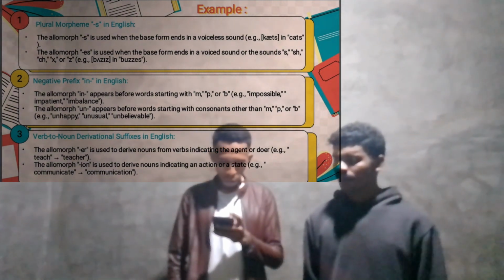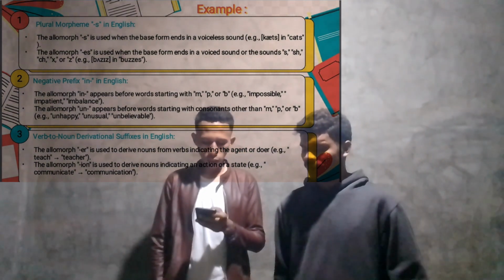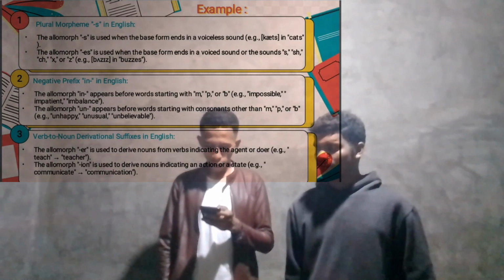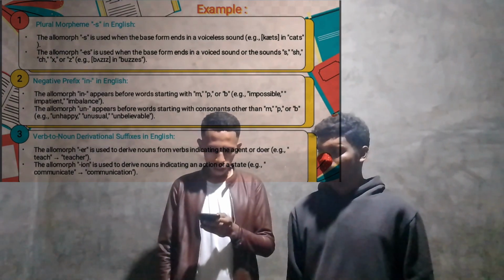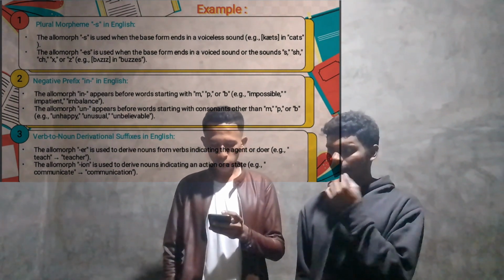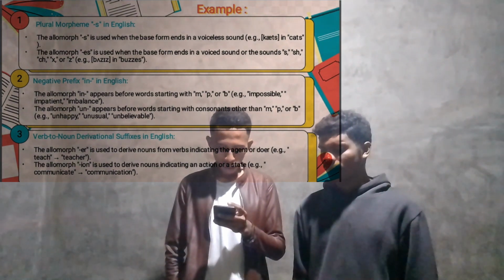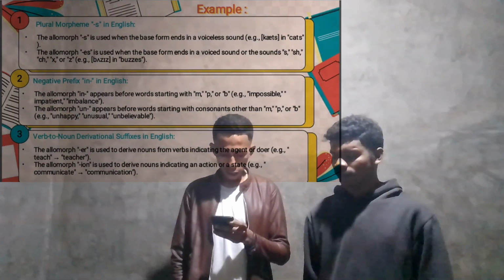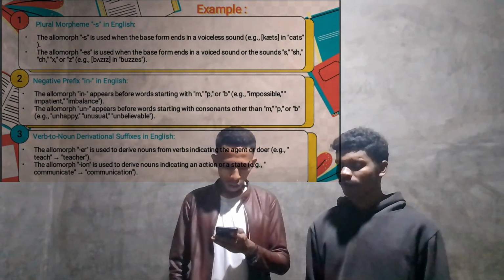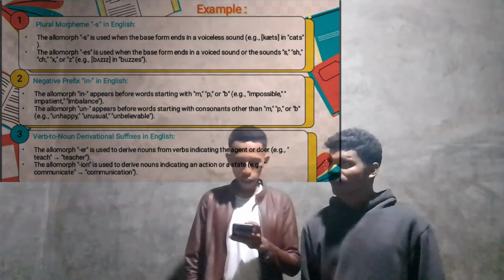So the allomorph s is used when the base form ends in a voiceless sound, like cats, and then the allomorph es is used when the base form ends in the sounds s, sh, ch, or z. And the next is the negative prefix in English.